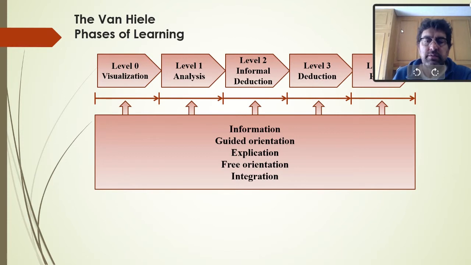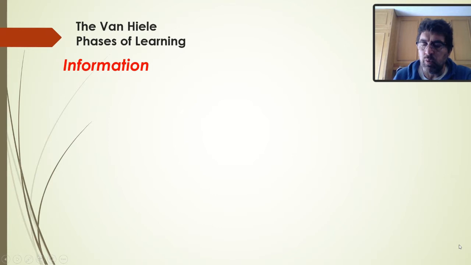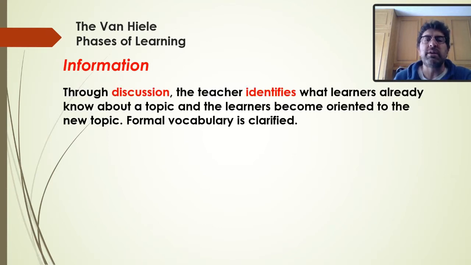Okay, so let us have a look. According to the Van Hieles, a learner progresses through each of the levels as a result of instruction that is organized into the 5 phases of learning, folks. The 5 phases of learning are hierarchical. It starts with information gathering, then goes into guided orientation, then explication, and then free orientation and integration. Okay, let's start with information. What do the Van Hieles mean when they talk about the information session?